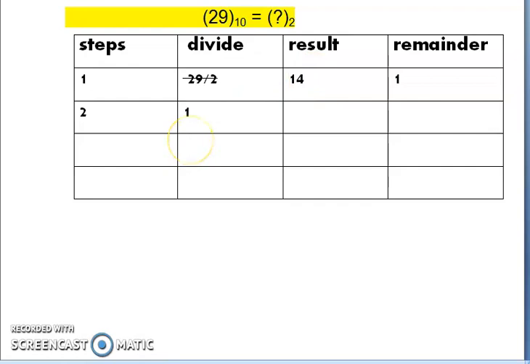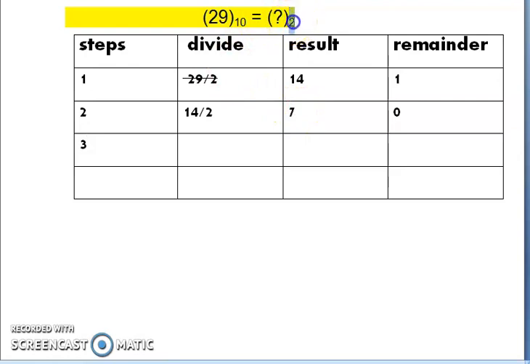You can divide the 14 by 2. What does 14 by 2 mean? The result is 7, remainder is 0, in step 3. This process will be repeated until the resulting value is less than the base value. This base value is 2.